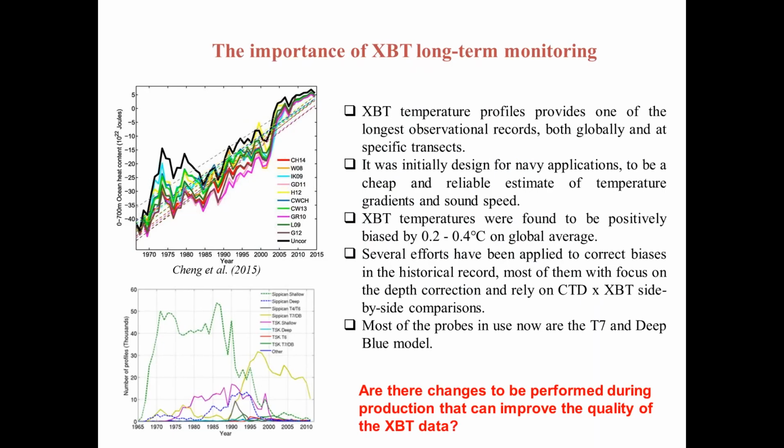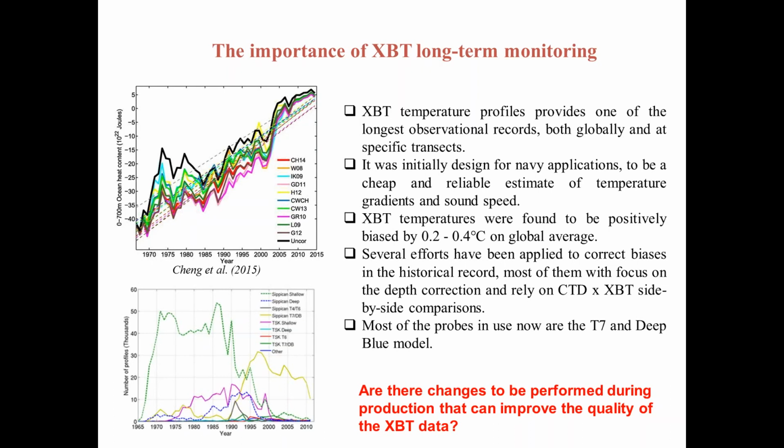The XBT is one of the longest observational records we have in the ocean for temperature, both on a global scale and along the transects. It was initially designed just for Navy applications, to detect temperature gradients and sound speed in the water. But over time we applied it more to scientific studies as well as climate, where we need better accuracy.